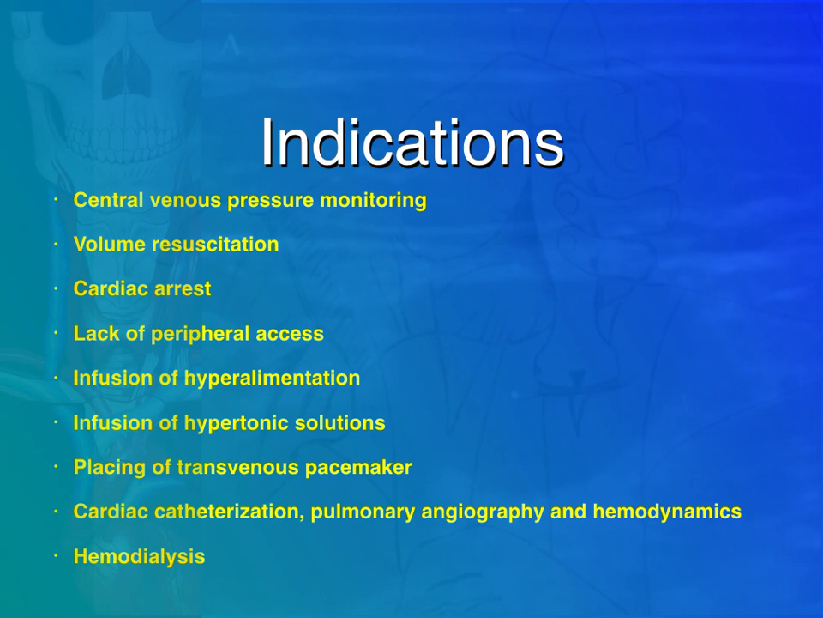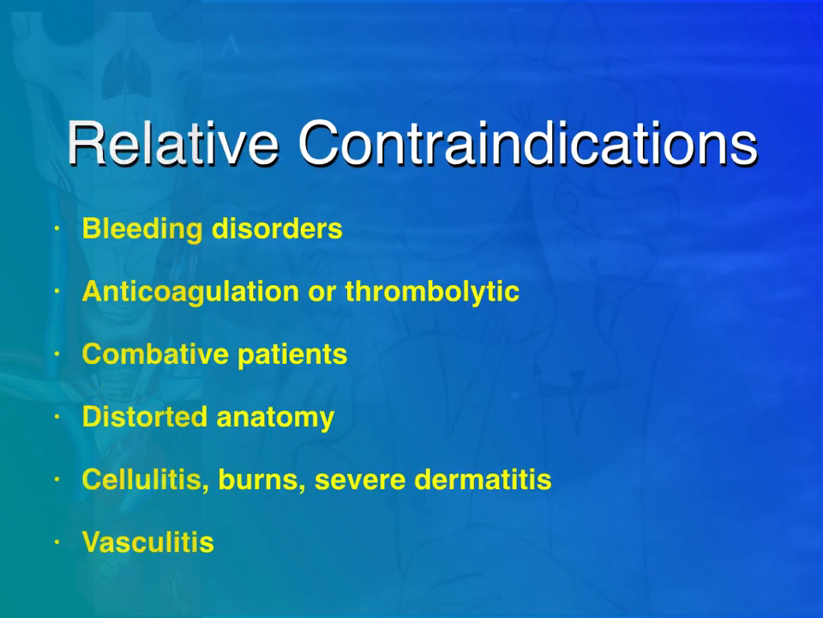There are more indications. There are some relative contraindications such as bleeding disorders. If patient has bleeding disorders, anticoagulation or thrombolytic use, let somebody with significant experience do the procedure. Combative patients, distorted anatomy, this is greatly improved with the use of ultrasound, cellulitis, burns, and severe dermatitis on the site of the venopuncture, and vasculitis.